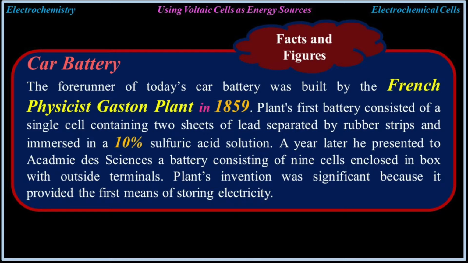Car battery. The forerunner of today's car battery was built by the French physicist Gaston Planté in 1859. Planté's first battery consisted of a single cell containing 2 sheets of lead separated by rubber strips and immersed in 10% sulfuric acid. A year later, he presented to the Académie des Sciences a battery consisting of 9 cells enclosed in a box with outside terminals. Planté's invention was significant because it provided the first means of storing electricity.